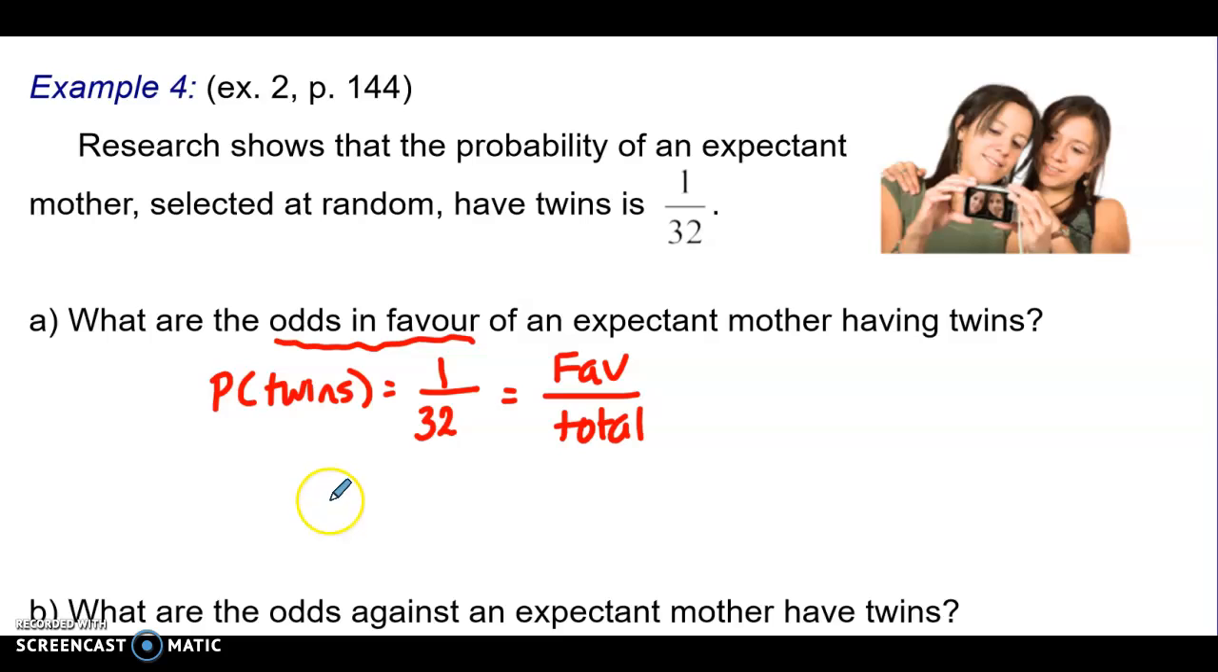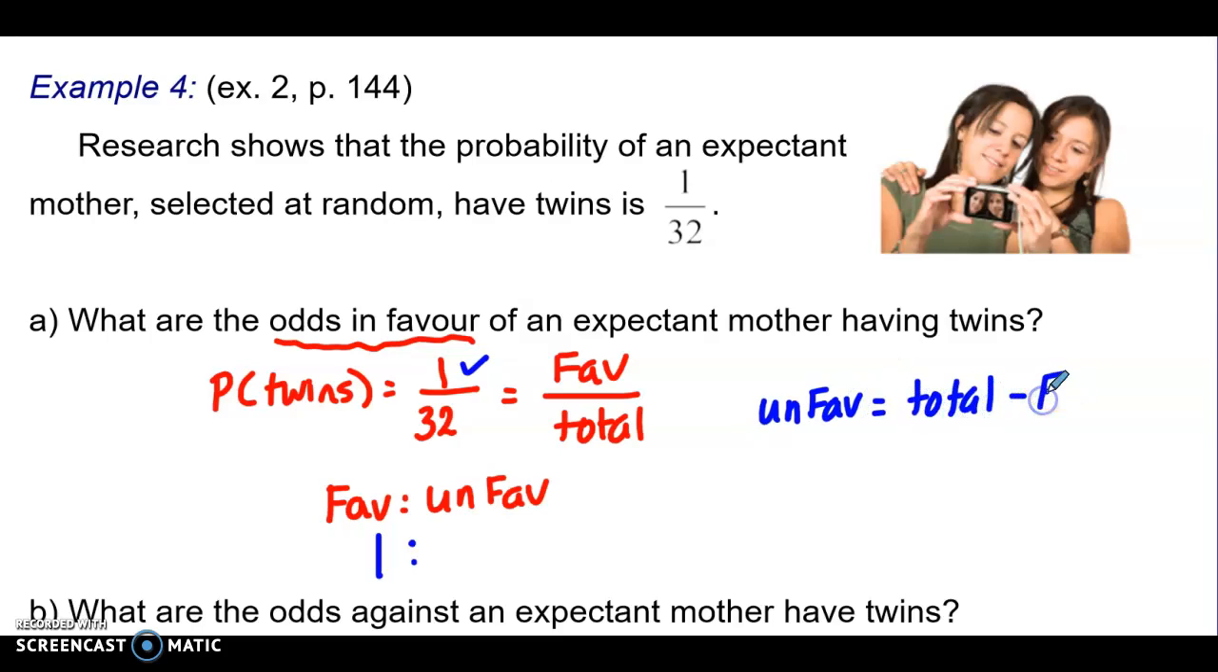We are looking for odds in favor. Odds in favor is comparing our favorable outcomes to our unfavorable outcomes. We are given the favorable outcomes. We now need to look for the unfavorable outcomes. To determine our unfavorable outcomes, we can take our total and subtract our favorable outcomes. 32 minus 1, there are 31 unfavorable outcomes. The odds in favor of an expectant mother having twins is 1 to 31.